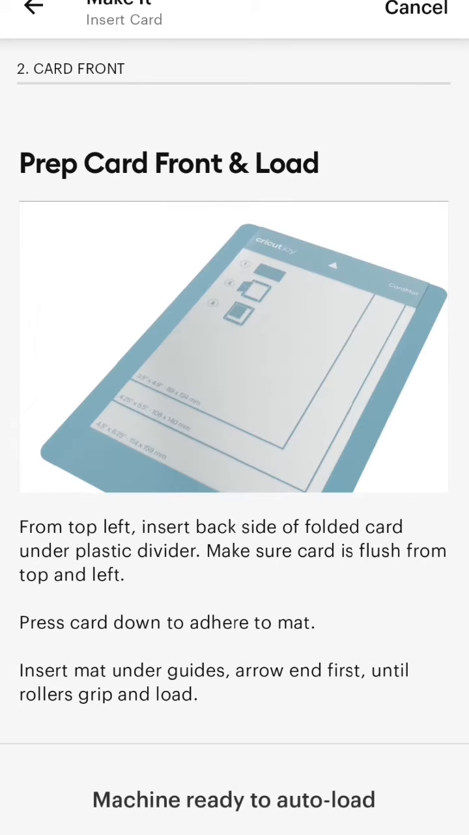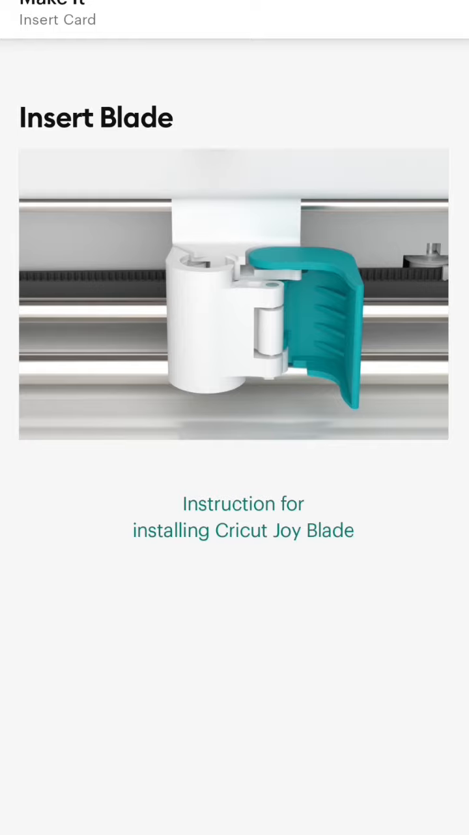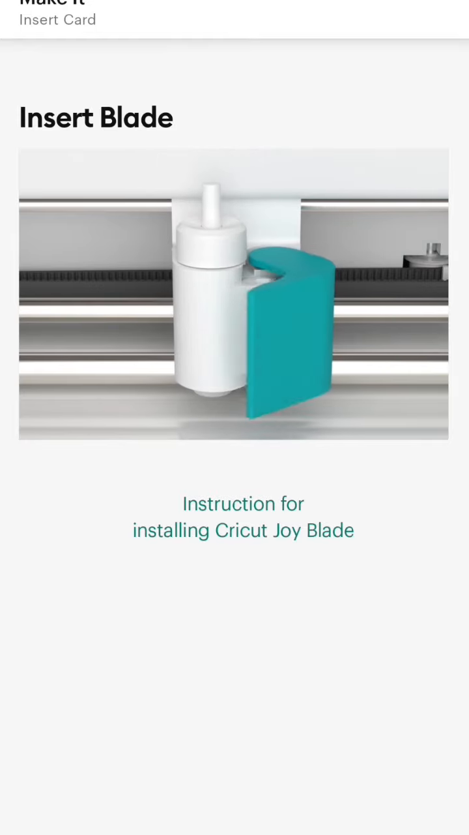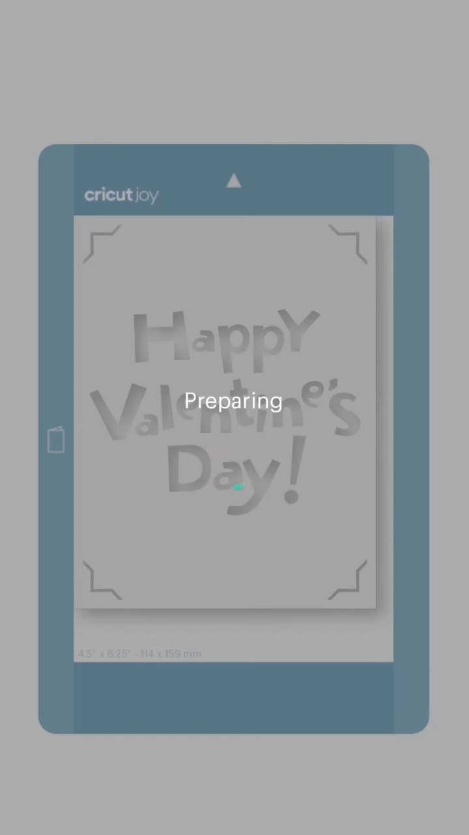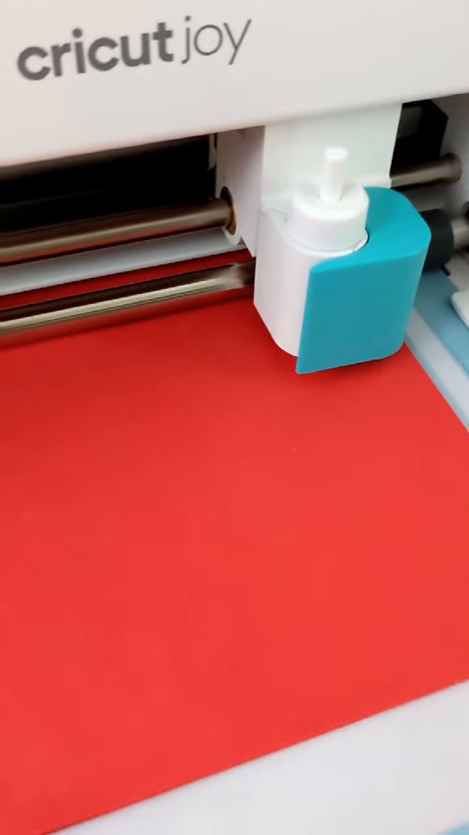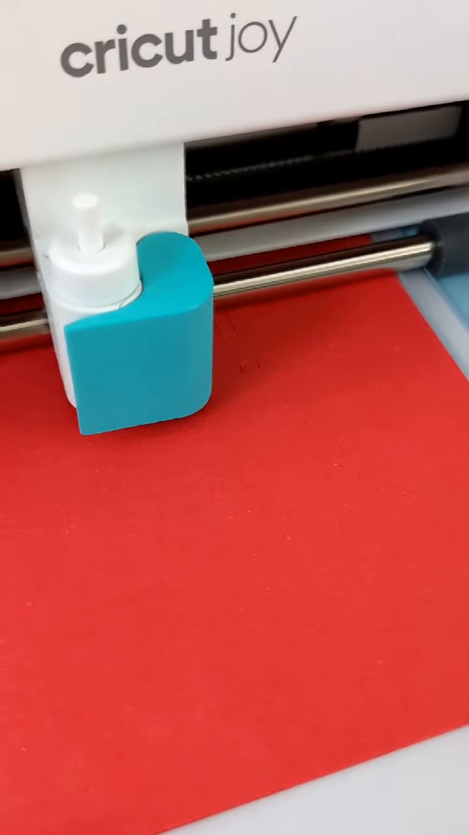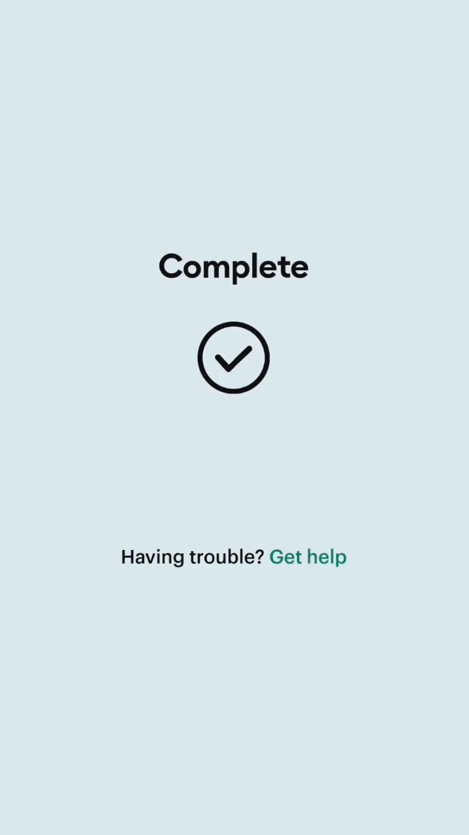And once it's loaded into the Joy, you'll get that same screen that it's loading and measuring materials. After this, you'll be prompted to remove the pen if you haven't already done so, and put the fine point blade in. And then it'll give you the option down at the bottom, once you put the blade in, to hit the go button at the very bottom right and cut your design. And then just like you would when you're using the desktop app, the Cricut Joy will cut out your card design. And then click unload when it says complete.